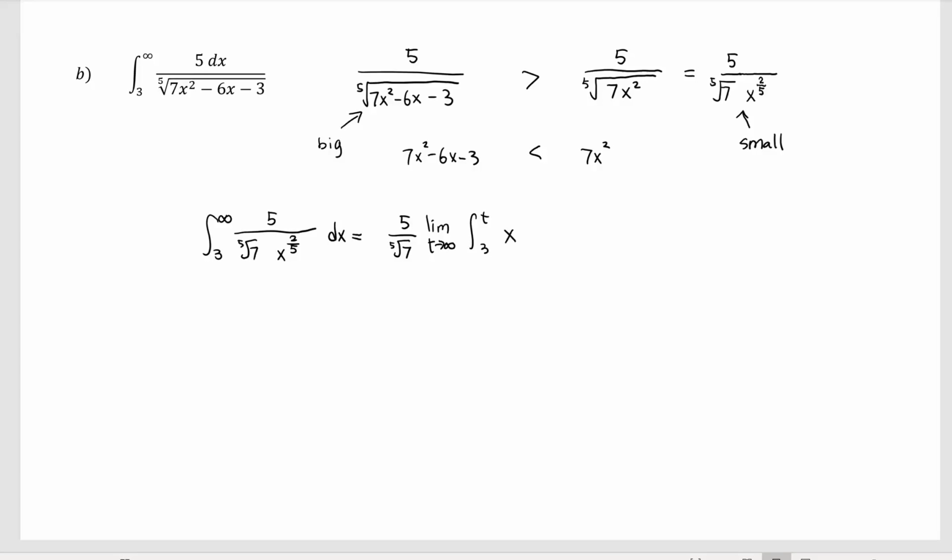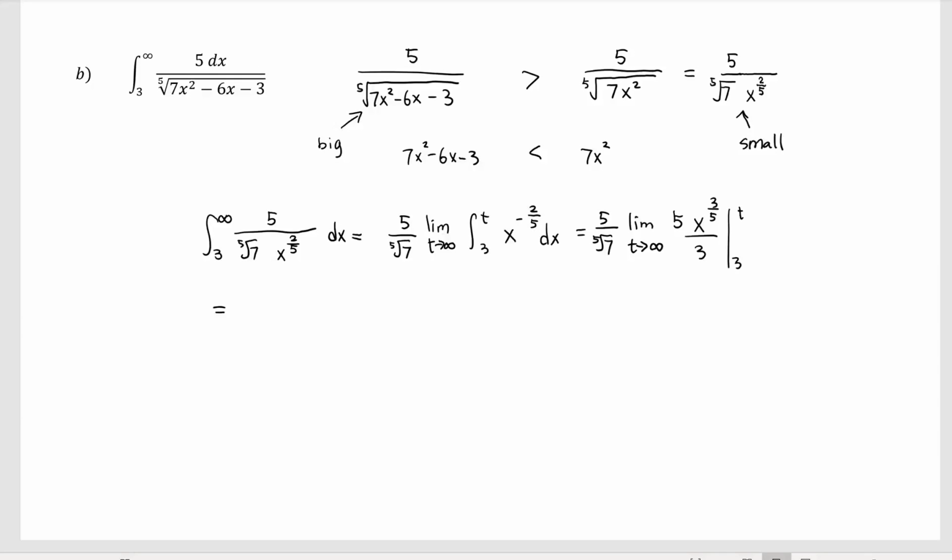Okay, so we have x to the negative 2/5. It's always good to make it into the standard form before you integrate when you see the power function. So this is 5 over the fifth root of 7. And then we have the limit as t goes to infinity of the integral of x to the minus 2/5. You add 1 to the exponent. Now it becomes x to the 3/5 divided by 3/5, multiplied by 5, right? And then we evaluate from 3 to t.